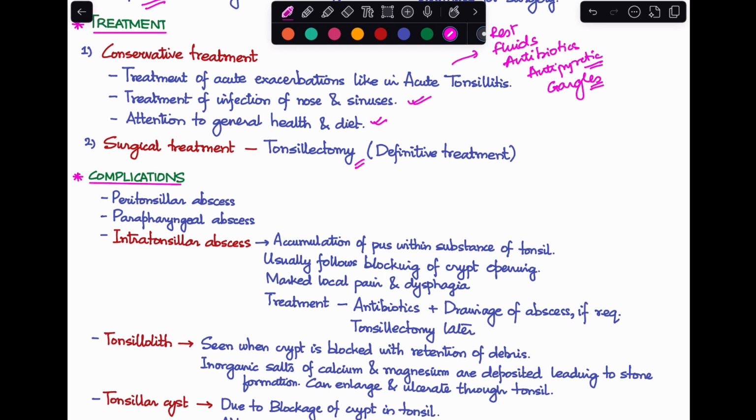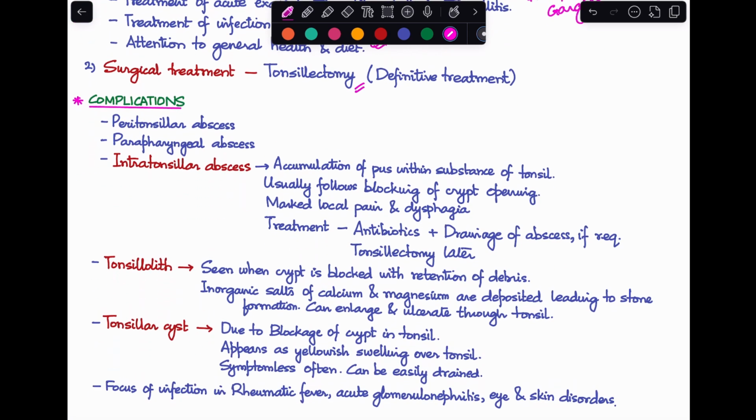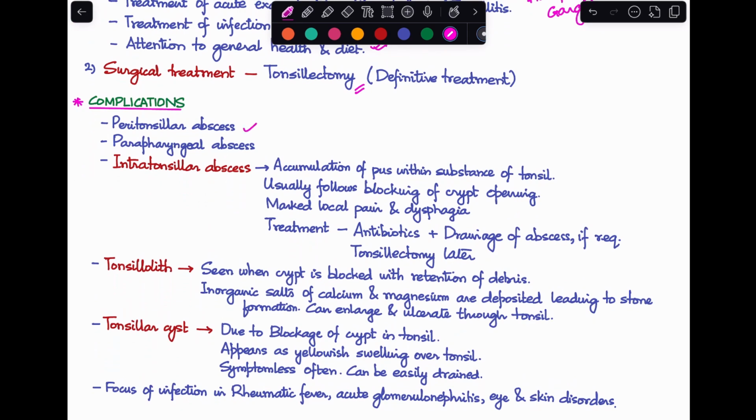Lastly, let's discuss the different complications of chronic tonsillitis. First of all, it can progress to form a peritonsillar abscess, which can further progress to form a parapharyngeal abscess. Then you can even form something known as an intratonsillar abscess. As the name suggests, this is when there is pus accumulation within the substance of the tonsil. So, peritonsillar abscess is when the peritonsillar space has an accumulation of pus in it, whereas intratonsillar abscess is the pus within the substance of the tonsil.